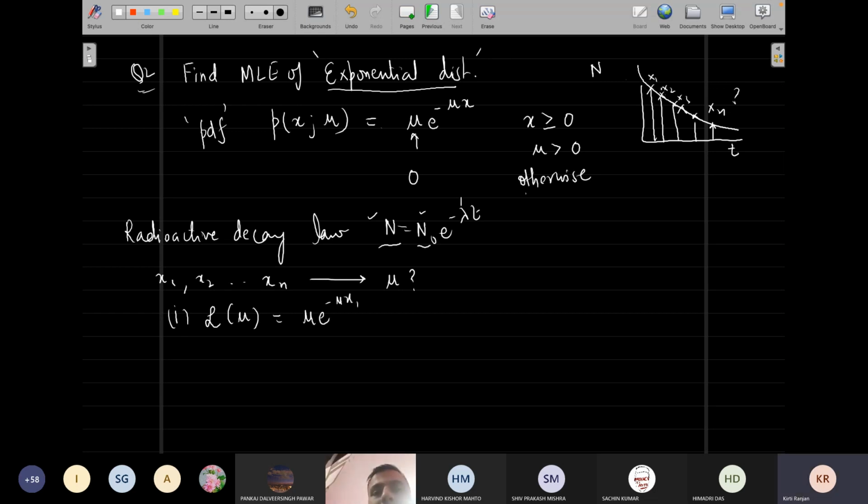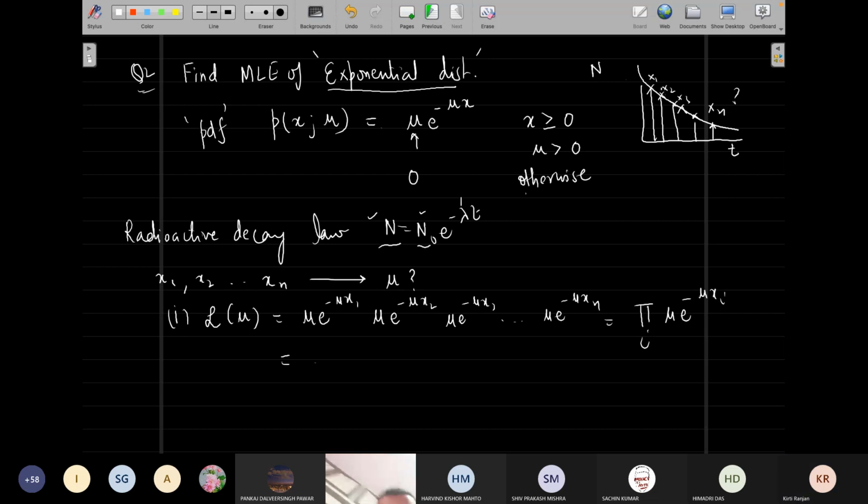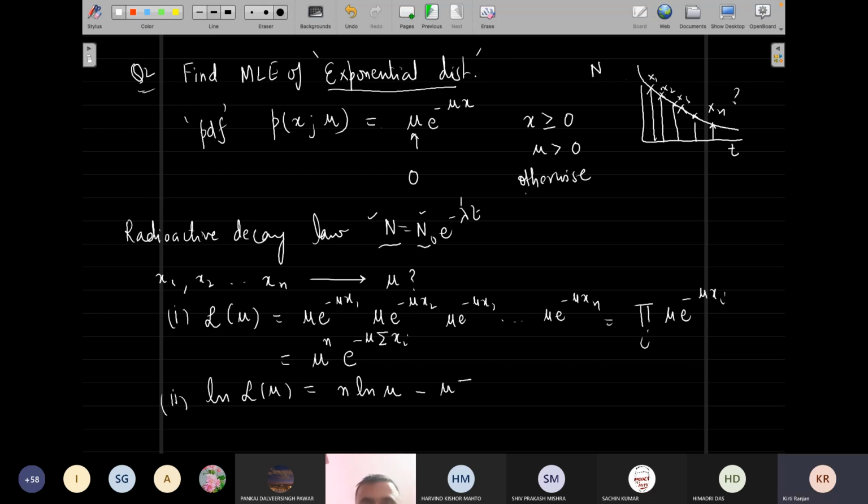This will be mu e to the minus mu x1, then mu e to the minus mu x2, mu e to the minus mu x3, and so on, up to mu e to the minus mu xi. What will be this? That means multiplying mu n times: mu to the power n. And the next one: exponential of minus mu summation xi. It's rather simple. What is our step 2? Just take the log of L(mu), and this will become n log mu minus mu summation xi.